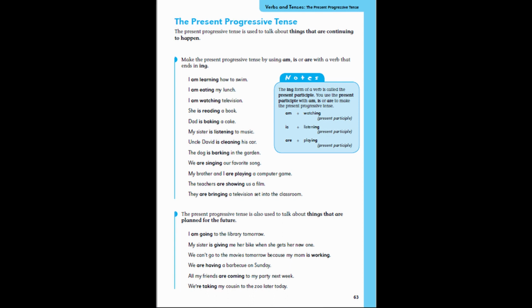Okay, so watching is the present participle, listening is the present participle, playing is the present participle of all these sentences. So listen, watch, and play are our verbs. So if we change this into our example, learn will be the basic form. We have changed it into learning to use the present participle. Now we'll add am learning to change it into the present progressive. So for example, this would be I am learning how to swim. I enjoy it very much.